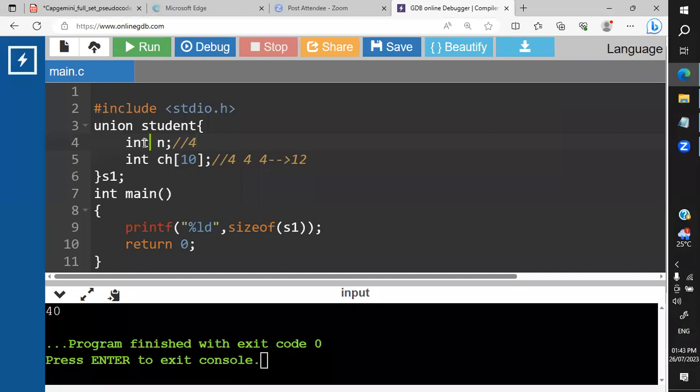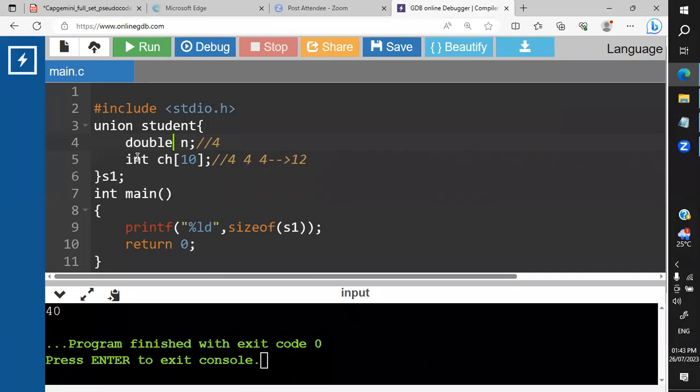For more clarity, tell me what will be the output for this. Now you will get clarity, maybe, if anyone is still having any confusions. Can you guess this? A double and then an integer array of 10. Please try the output, everyone. 40. Okay, we'll see. Everyone says 40.